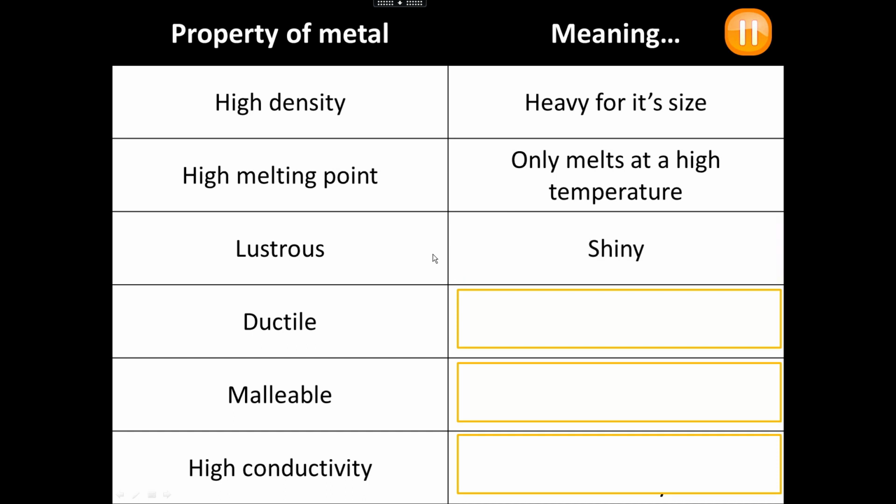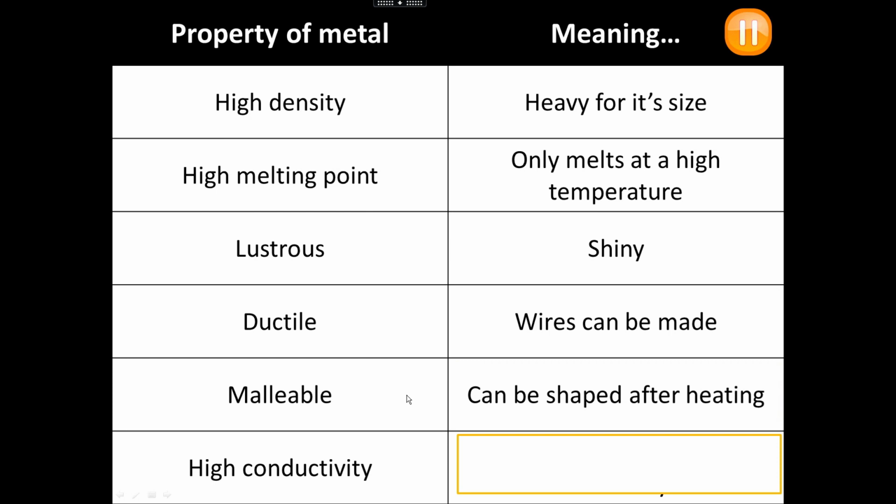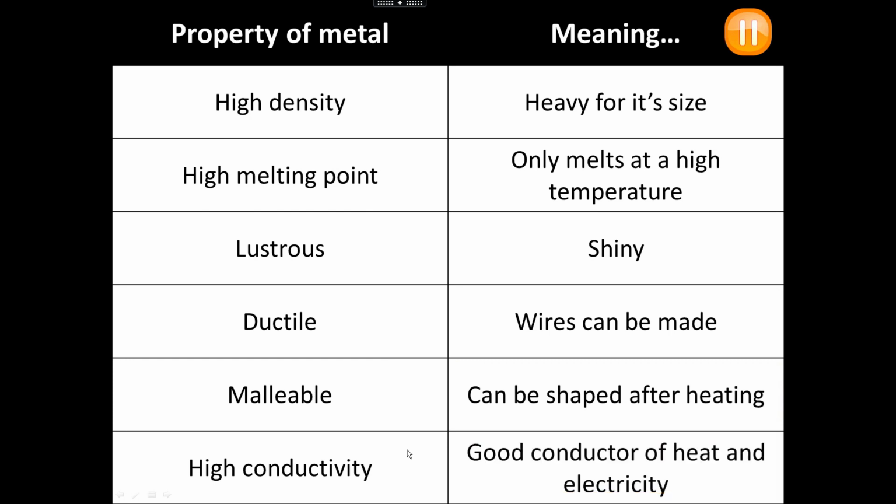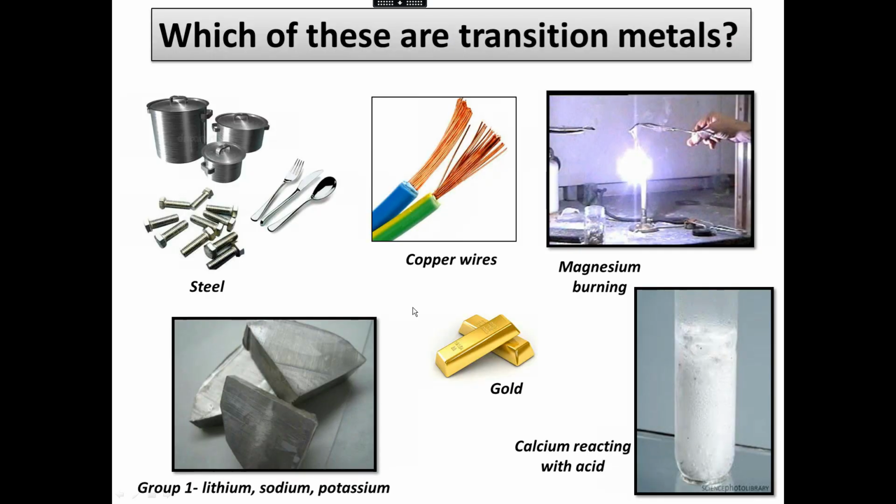Lustrous means shiny, and even the alkali metals are shiny. They don't look it on the outside, they look kind of grey and crusty, but when you cut them open, they are shiny on the inside. Alkali metals tarnish very quickly, but all metals can be made to be lustrous. Sometimes they need polishing, but they can all be made to be lustrous. Right, ductile means they can be formed into the shape of a wire. Malleable means they can be molded or shaped after heating. And high conductivity means a good conductor of both heat and electricity. So these are the typical properties of metals.